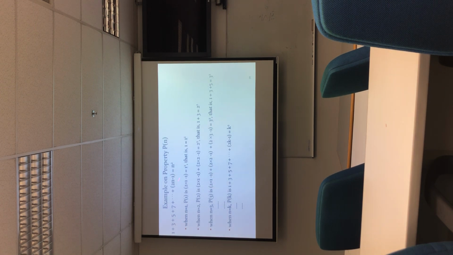For n equal to 3, there are three terms. The first term, you substitute n equal to 1 into here, you get the first term. You substitute n equal to 2 into here, you get the second term. You substitute n equal to 3 into here, you get the third term. So the last term is n equal to 3. On the right hand side you just substitute n equal to 3 into here. So this is the formula when n equal to 3. We are going to prove this kind of formula.